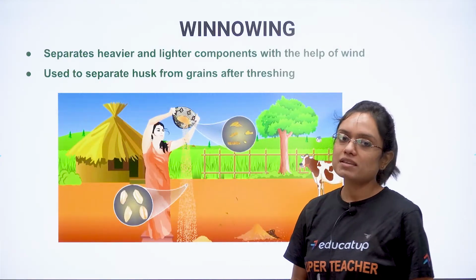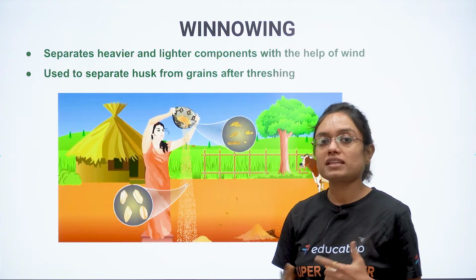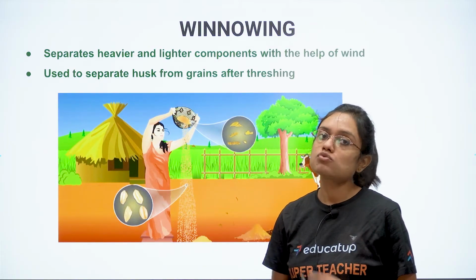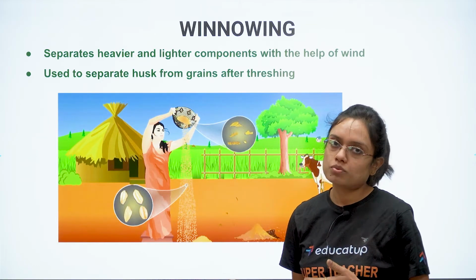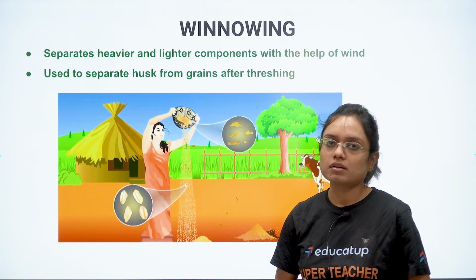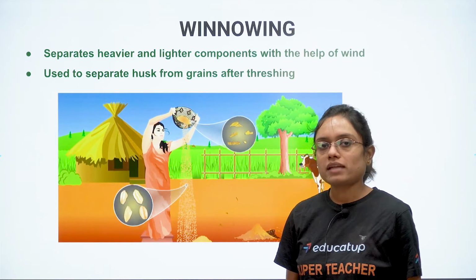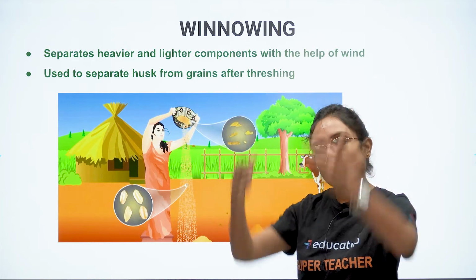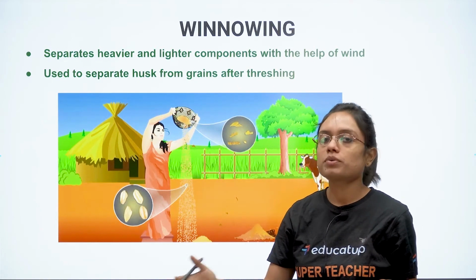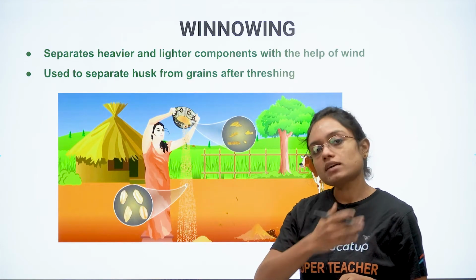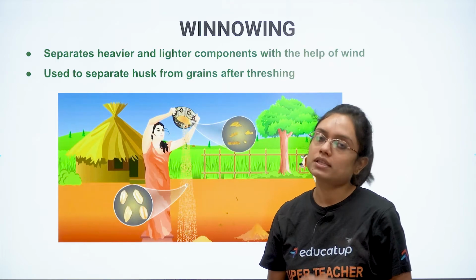Now, the next method is winnowing. As the name suggests, wind means something related to wind, and this method is truly based on the force of wind. In this method, you have to take something in which you can keep the mixture, and from a height you have to drop the mixture on the floor. So what will happen? The lighter and the heavier components will get separated. The lighter components will blow away with the wind and the heavier components will settle down on the floor.